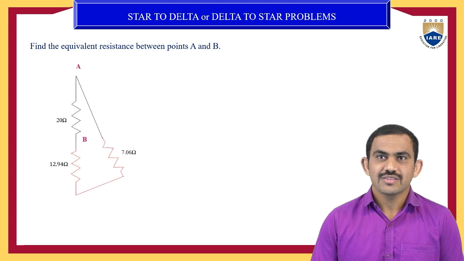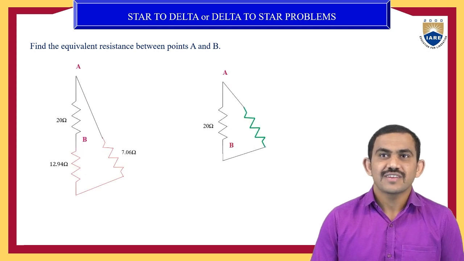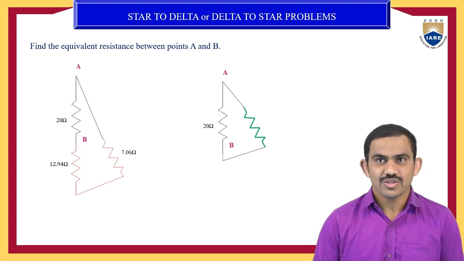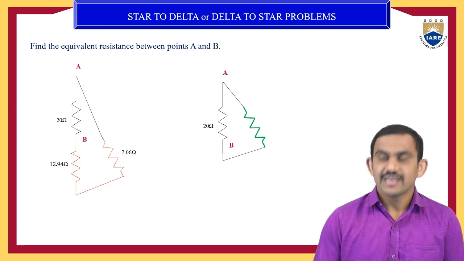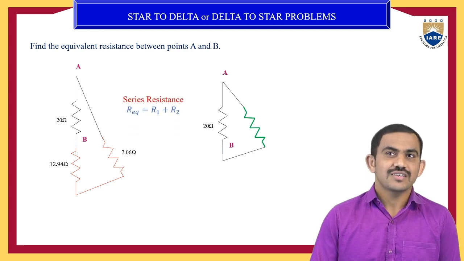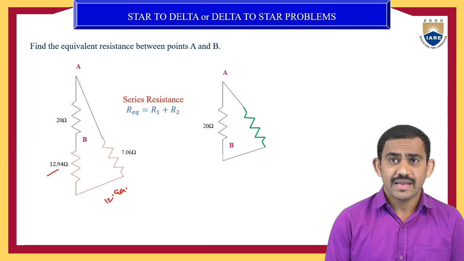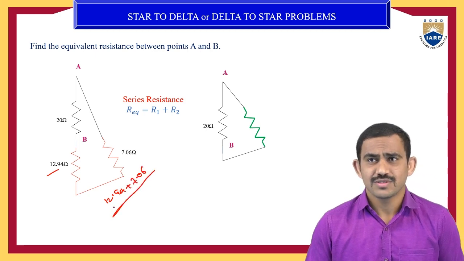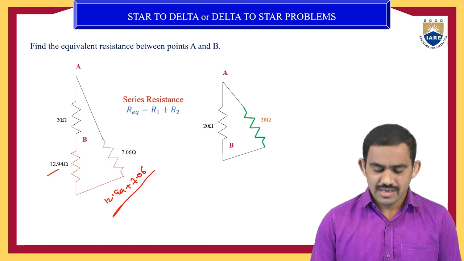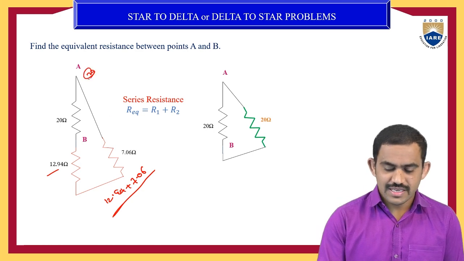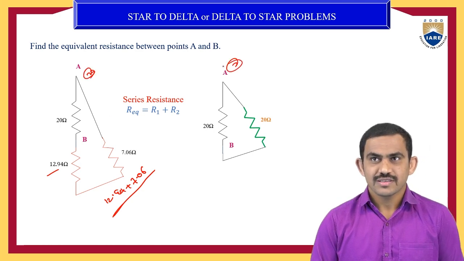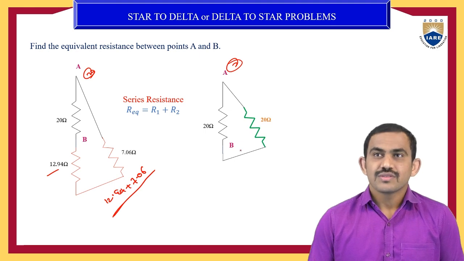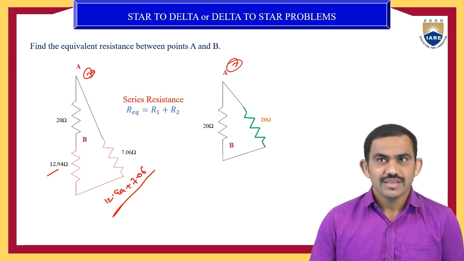Now this is your 3 resistor circuit, converted to a 2 resistor circuit. Both are in series, so we will get only one resistance. For series, the formula is R1 plus R2: 12.94 plus 7.06. We'll get 20 ohms. So 3 resistors here, now 2 resistors between A and B.